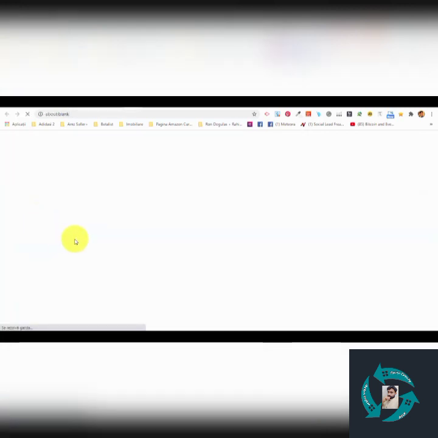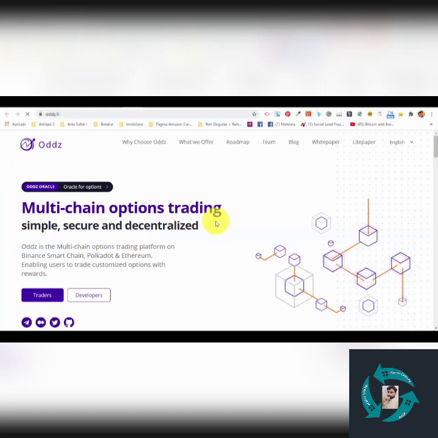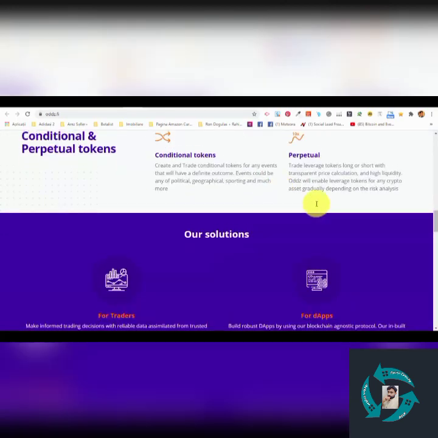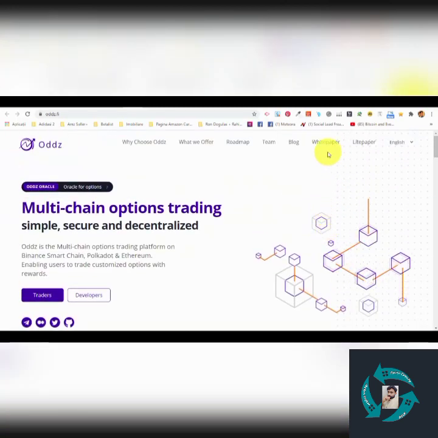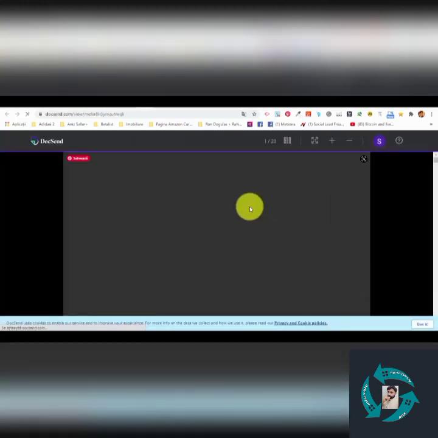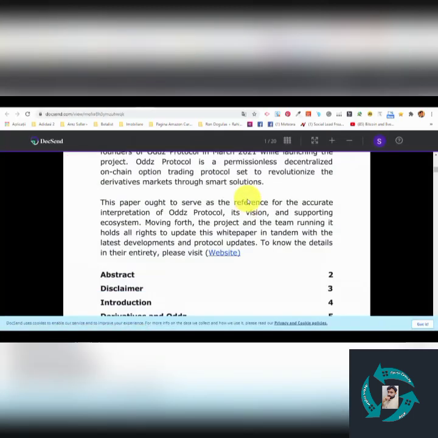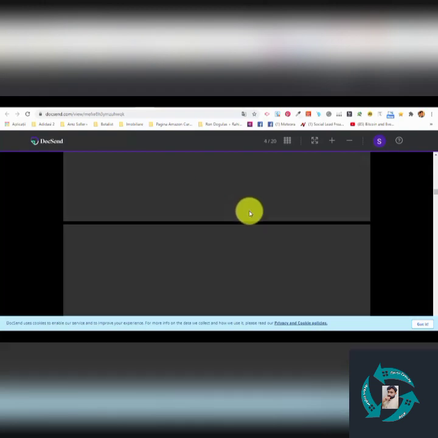odds.fi for this one. You click on the website, you'll be redirected. Multi-chain options trading. Simple, secure, and decentralized. So this is basically a multi-chain options trading platform, and that's what they are launching. This is the project. And here you have different information about the project. And the cool part is that you have this white paper. You can click on the link white paper and you can check more about the ICO.